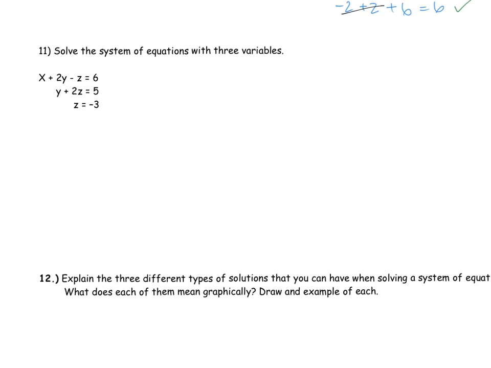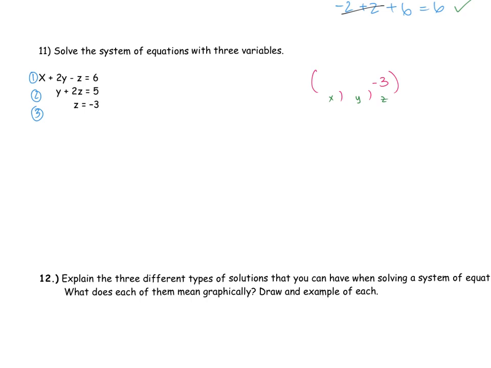All right, so moving on to problem 11 here, we're going to be solving a 3 by 3. In order to solve a 3 by 3, let's take a look at what we're given. So when we get our solution, it should have an x value, a y value, and a z value. If I really look close at my third equation, I start to notice that they already tell me what my z value is. So they tell me that my z value is negative 3. So that's kind of nice.